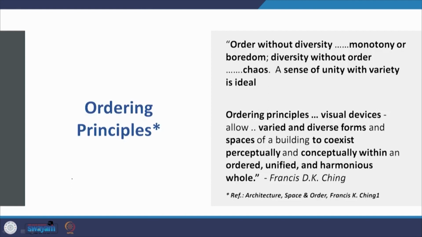We'll have to go to Francis Ching to understand that through his book Architecture, Space and Order. Order without diversity leads to monotony or boredom. Diversity without order leads to chaos. So the sense of unity has to be achieved within variety. Now that creates an ideal situation. The ordering principles are visual devices that allow for varied and diverse forms and spaces of a building to coexist perceptually, conceptually within an ordered, unified and harmonious composition. This I am borrowing from the work of Francis Ching.